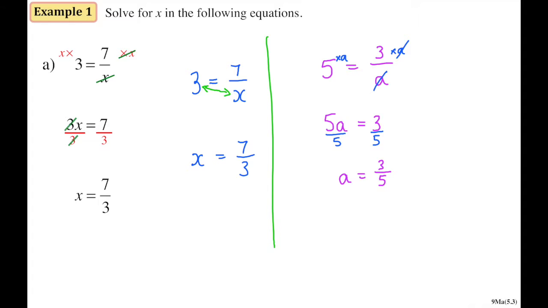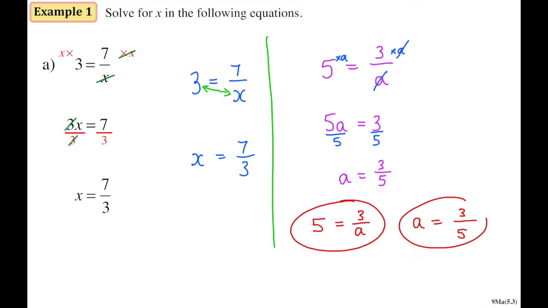Let's compare the original, which was 5 equals, whoops, better write that properly, 5 equals 3 over a. That was the original question, and our answer was a equals 3 over 5. Well, what do you notice between the original question and the answer? If you swap the 5 and the a around, you get the answer. A to there, 5 to there, a equals 3 over 5.